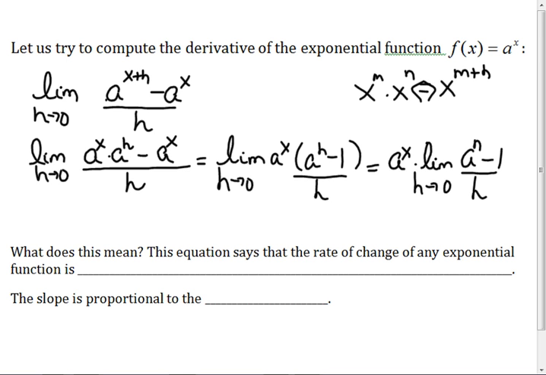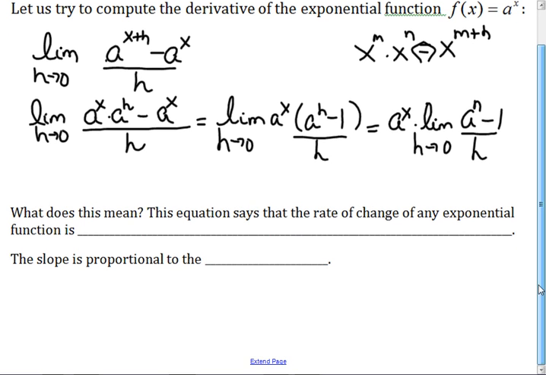So what does this mean? The rate of change of any exponential function is proportional to a to the x. So in other words, any exponential function, its derivative is proportional to the same function back again. You know what this number is going to be, but we could put it on our graphing calculator and see. It's going to take a little bit of work.